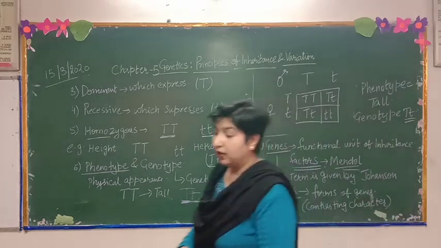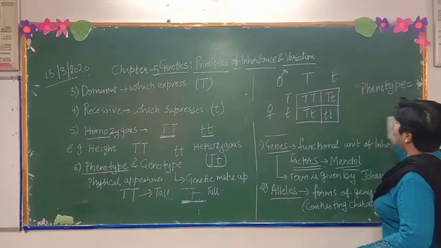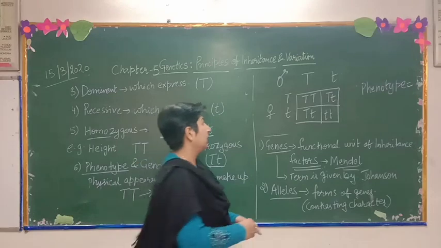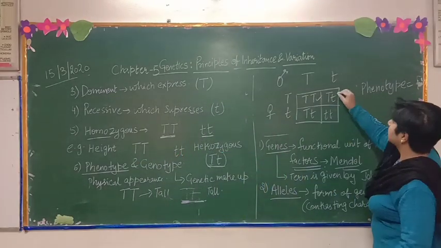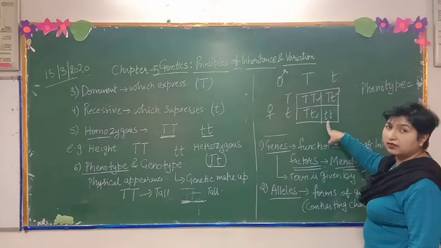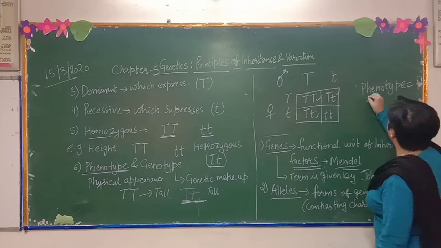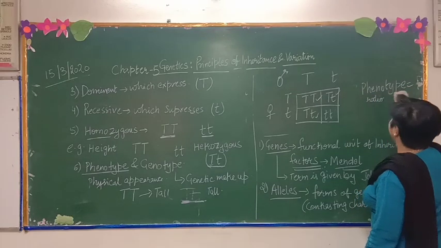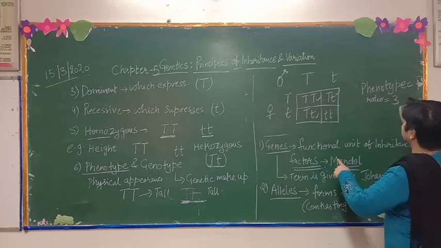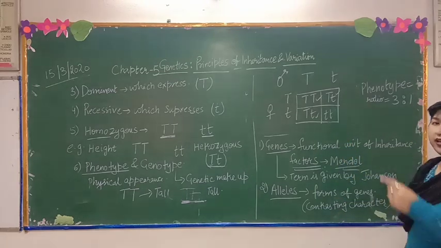Now here, the ratios will be different. Phenotypic ratio: if I look at all of them, this is tall, this is also tall, this is tall, but what about this one? This is short, dwarf in nature. So if I talk about the phenotypic ratio, how many tall are there? 1, 2, 3. 3 tall and 1 dwarf. So the ratio becomes 3:1.